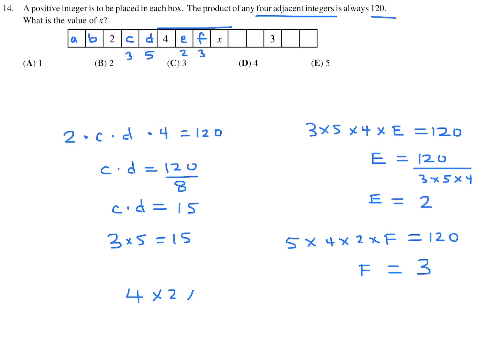Actually, you know what? Let's not use the x's. That makes it confusing. Let's use brackets. 4 times 2 times 3 times x is equal to 120. And therefore, if you solve for this, you'll get x is equal to 5. So the answer to number 14 is E.